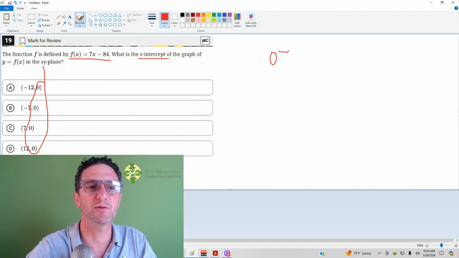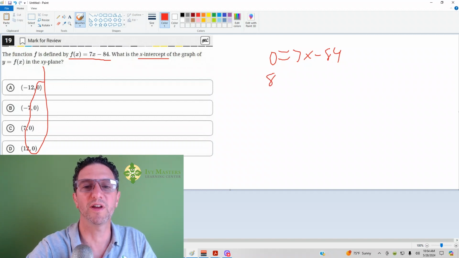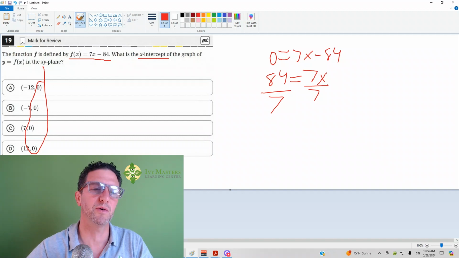If you plug 0 in, you've got to add 84 to both sides. And then you divide both sides by 7, and you wind up with 12.